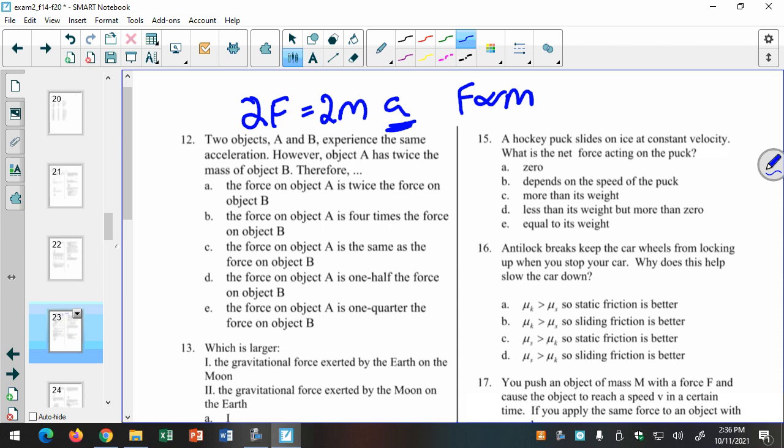Well, no, that means the acceleration is the same for both. That means the force on object A is twice the force on object B. You can draw a picture on this too. Like this is object A. It has a certain acceleration. This is object B. It has the same acceleration. Because object A has a bigger mass, you need a bigger force to give it the same acceleration. Because F equals ma.